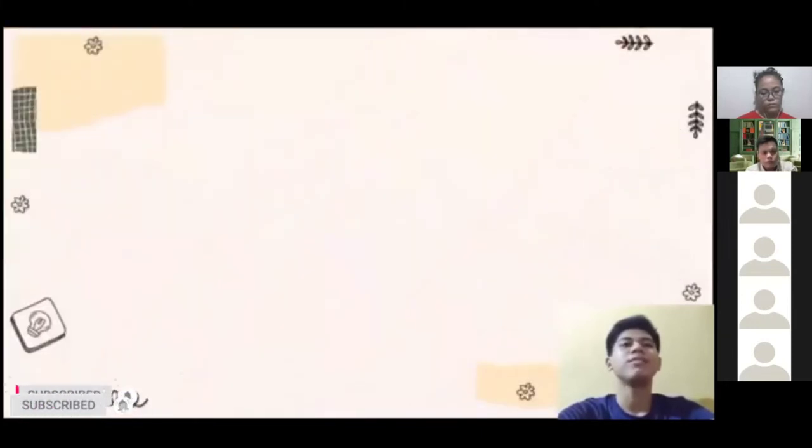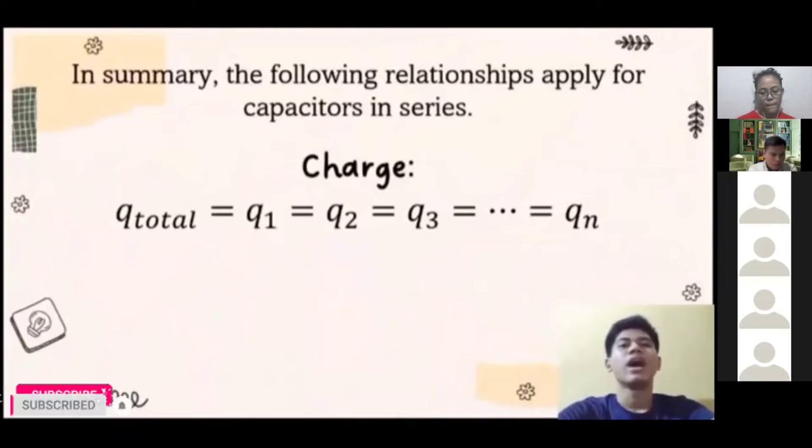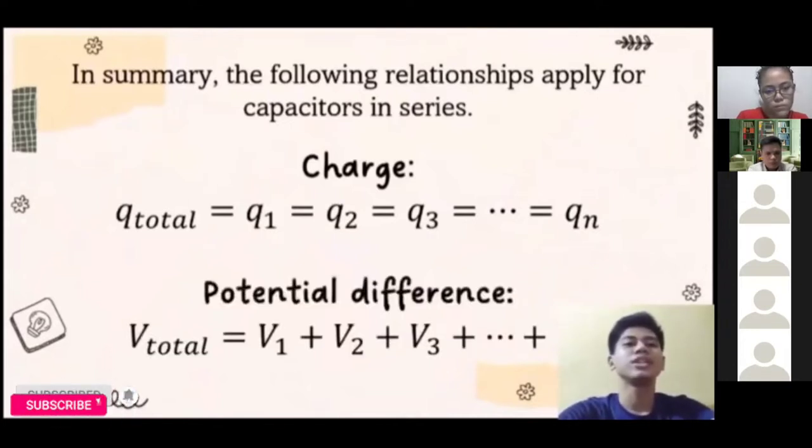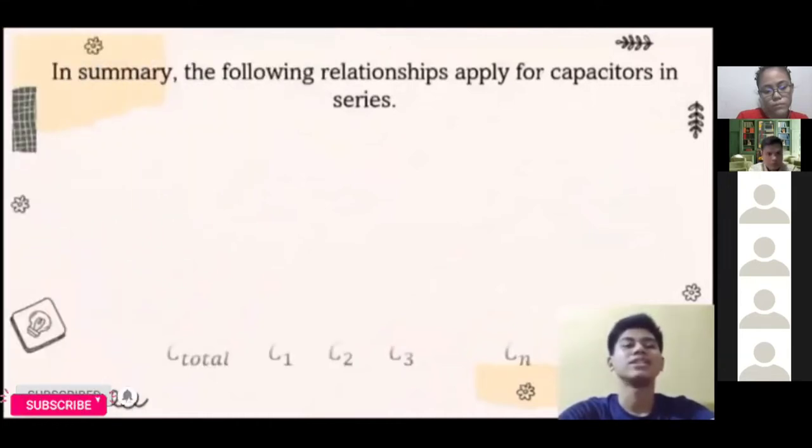In summary, the following relationships apply for capacitors in series. So for charge, the Q total is equal to Q sub 1 equals Q sub 2 equals Q sub 3 and so on. Ang meaning nito ay bawat mga charge sa isang series combination of capacitors ay equal. Next naman ay ang potential difference. The voltage total is equal to V sub 1 plus V sub 2 plus V sub 3 and so on. And for the last is the capacitance.